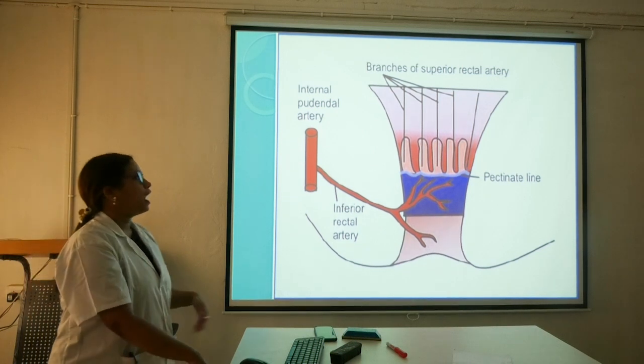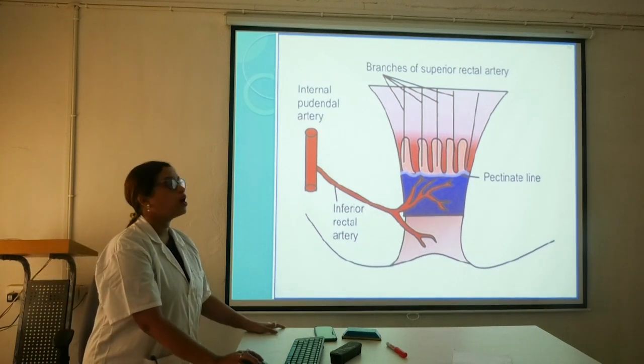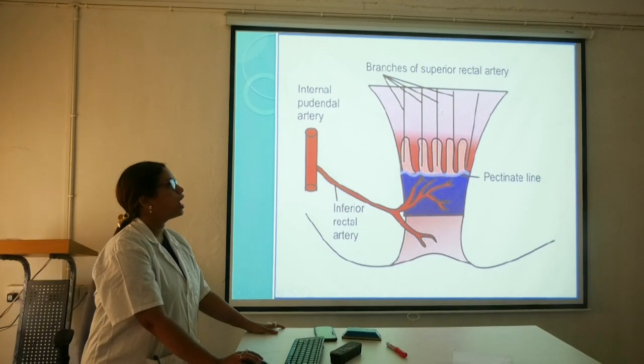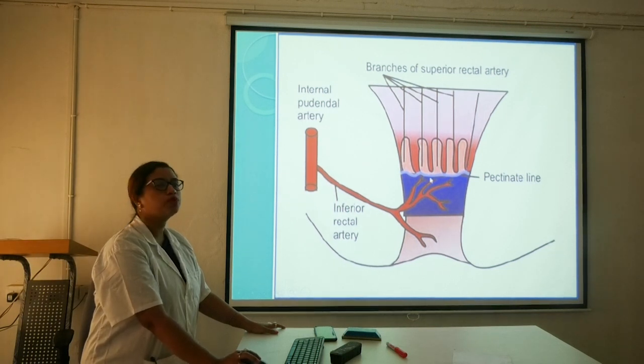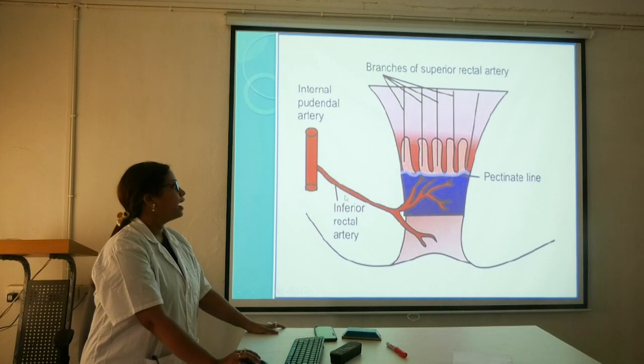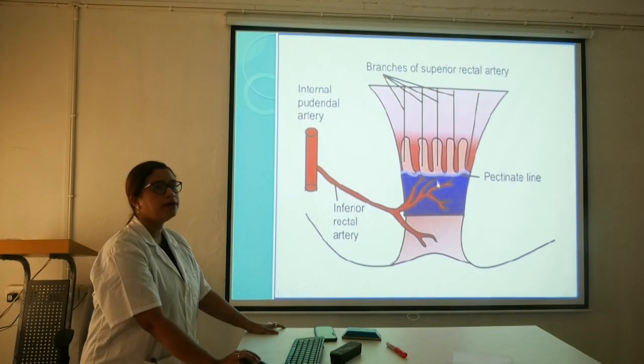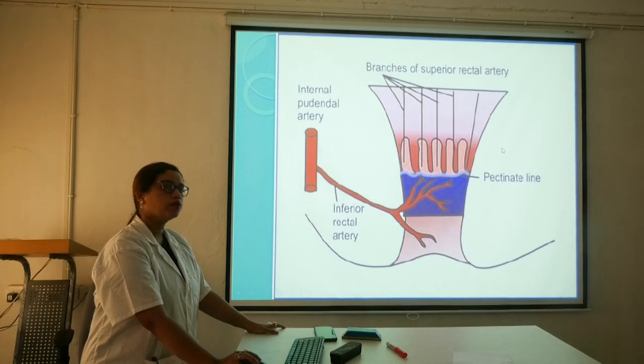So see how the branches are given throughout the anal canal. Okay. So the superior rectal is giving up to the pectinate line. Okay. And the inferior rectal and the other one, the middle rectal, are giving these two parts. That means the lower part. Okay.